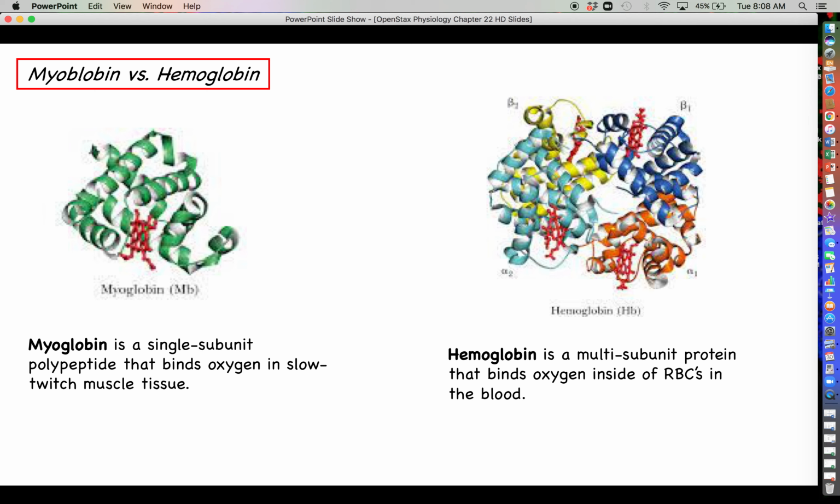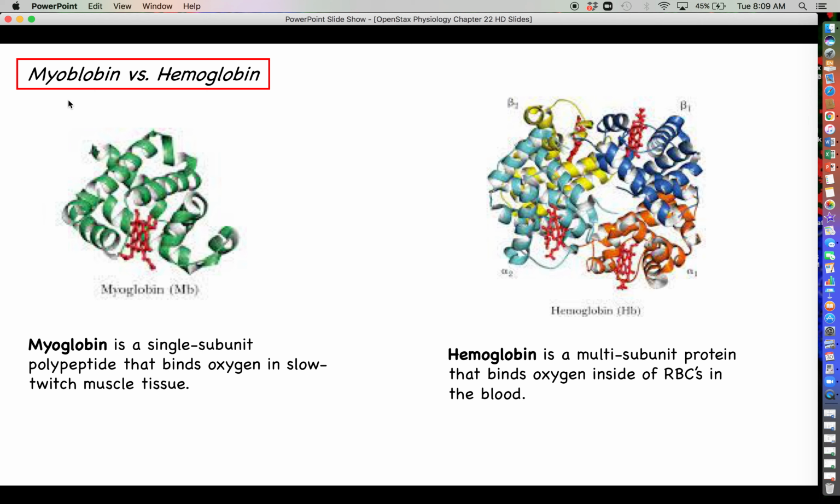Okay, so first let's talk about the difference between myoglobin and hemoglobin. Myoglobin is a molecule that we discussed briefly back in Chapter 10 when we talked about muscle physiology. So myoglobin is a single subunit polypeptide that also serves as an oxygen-carrying molecule in slow-twitch muscle fibers, and you'll recall that it's responsible for their red color and their capacity to not fatigue very easily.